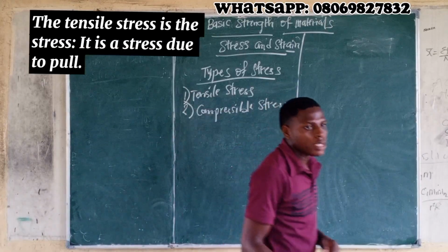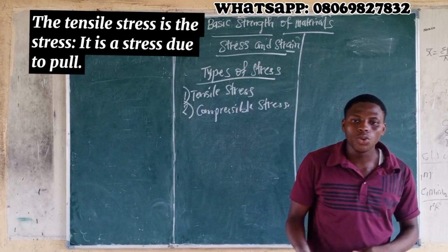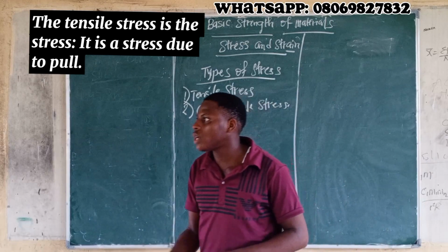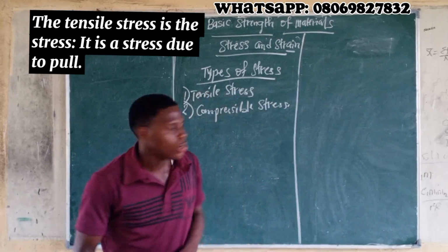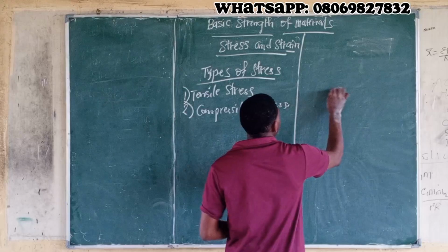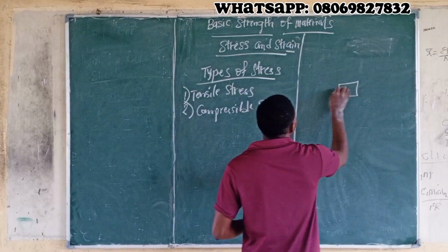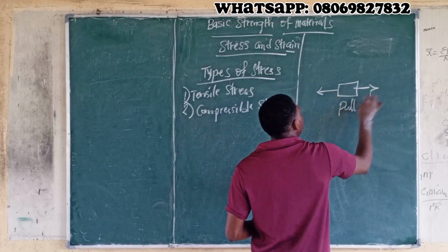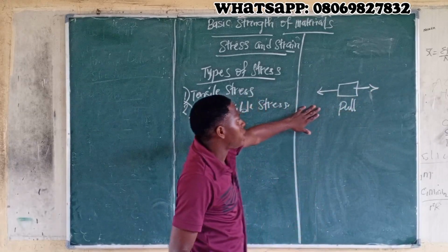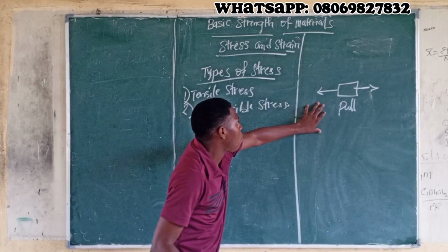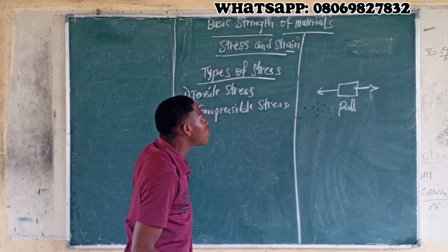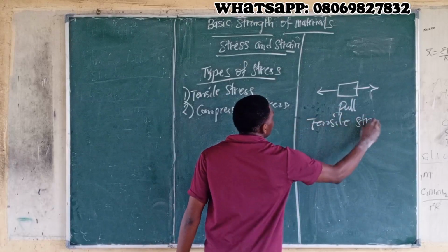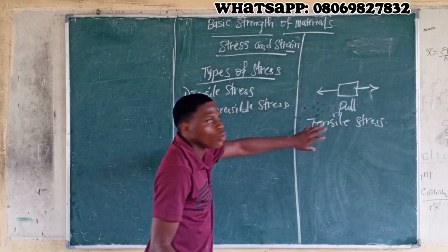Now, the tensile stress is a stress due to pull. So if you have a material like this, and we are pulling this material, so if you see a diagram like this, and we are asked what is the stress occurring in this diagram, we simply say, this is a tensile stress, because it is stress due to pull.